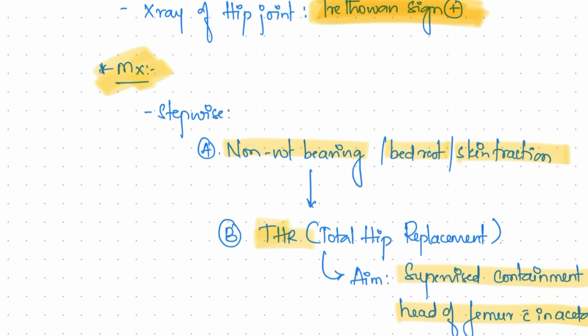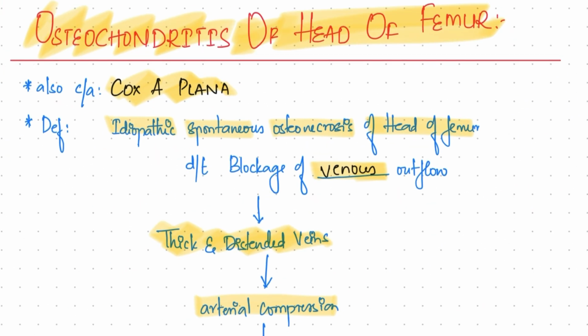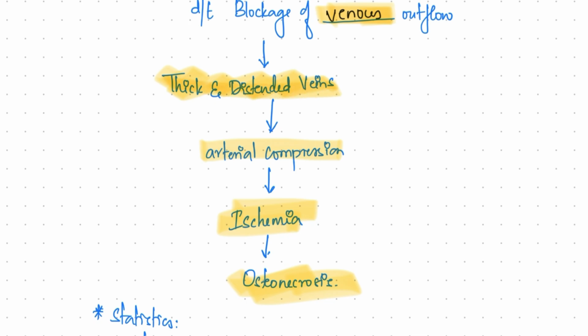So let's quickly revise. Today we studied osteochondritis of head of femur. It is also called coxa plana, idiopathic spontaneous osteonecrosis of head of femur due to blockage of venous outflow, which leads to thick and distended veins. Arterial compression will happen, which leads to ischemia. Then comes the final stage, osteonecrosis.